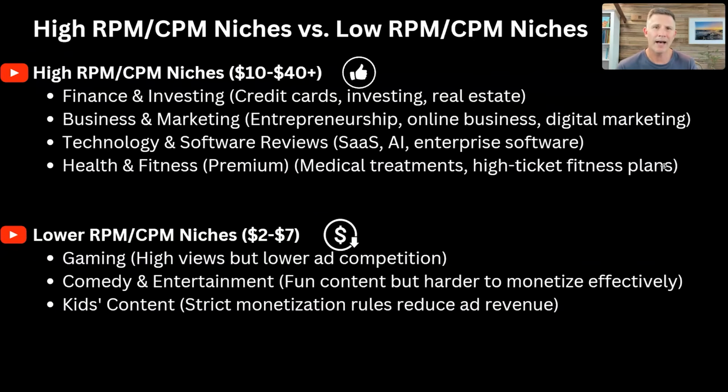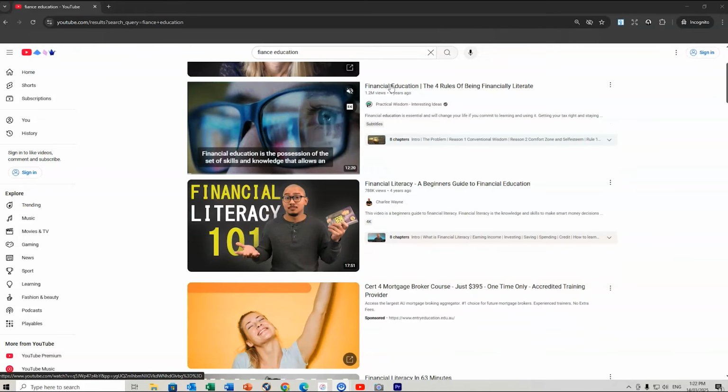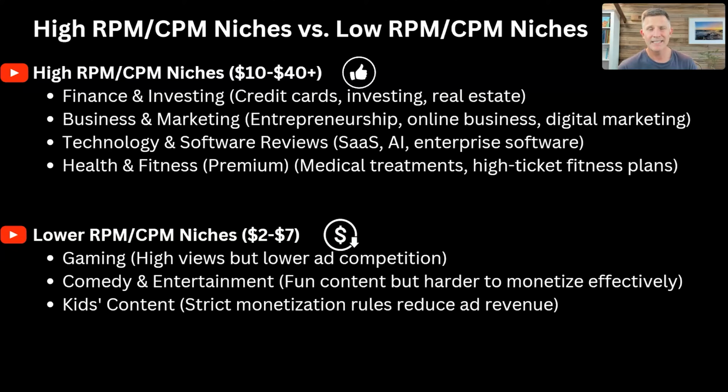So the high RPM and CPM niches versus the low ones. The ones that would generate the highest CPM, with an average range of $10 to $40 per 1,000 views, would be finance and investment, so credit cards, investing, business and marketing, technology and software reviews, and health and fitness, particularly the premium side of things, medical treatments and things.